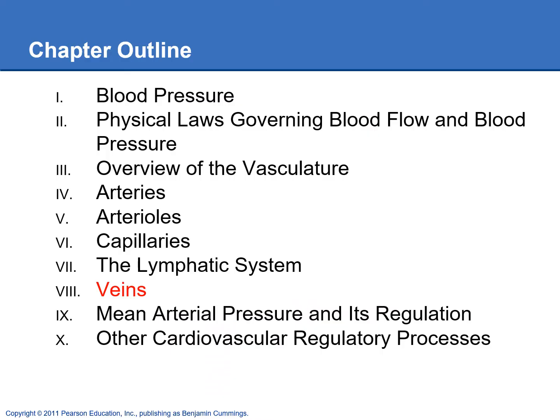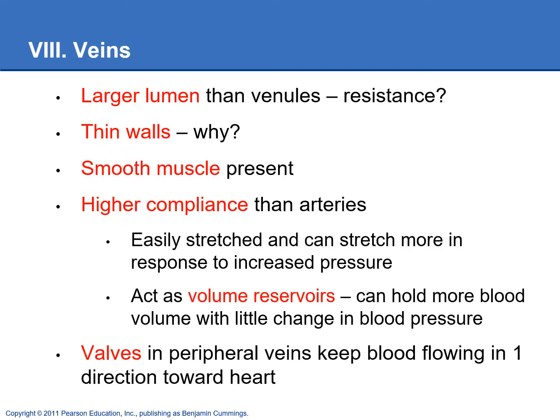We're going to continue on with the blood vessels and talk about the veins. So the veins have a larger lumen than the venules, so their resistance is going to be really low, like a really wide straw. Veins also have very thin walls, and that's because they have very low pressure. Remember, they're pretty far away from the ventricles where all that pressure is being generated, so you don't need very thick walls in the veins.